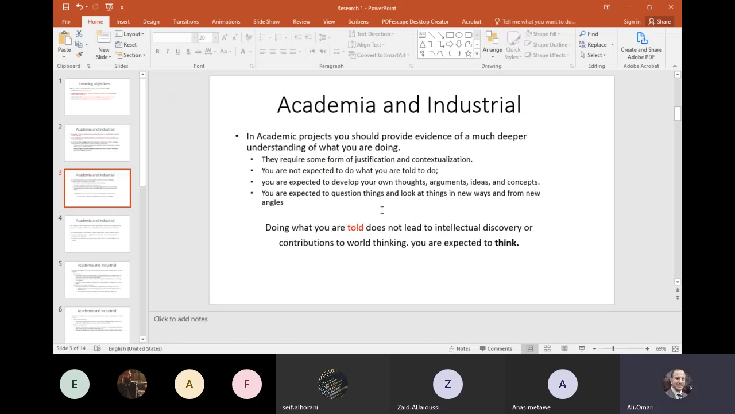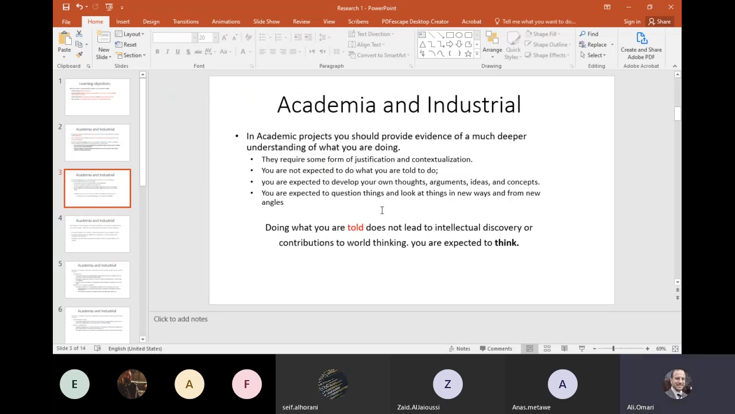Versus in the industry, you really don't have to develop. You just need to do what you've been asked to address a certain problem. But in academia, no, there is another dimension to think about when you are asked to do a project. You have to give your own input. You have to add your own thought and idea.